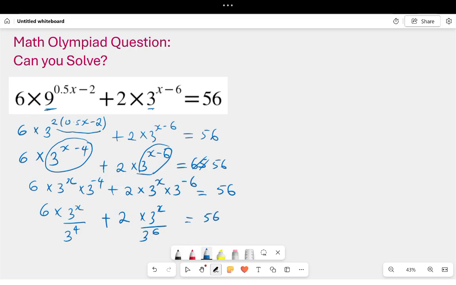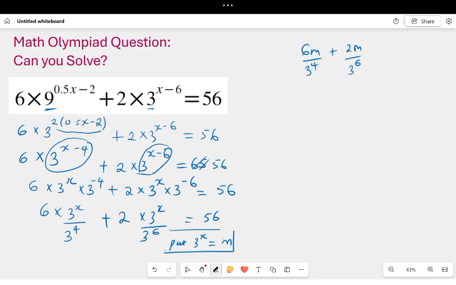Now, to be able to visualize what exactly this means, we're going to put 3 to power x to be equal to m. Now, instead of 3 to power x, we are going to replace it with m. So 6 times 3 to power x means 6m, divided by 3 to power 4, plus 2 times 3 to power x means 2m, divided by 3 to power 6 is equal to 56.